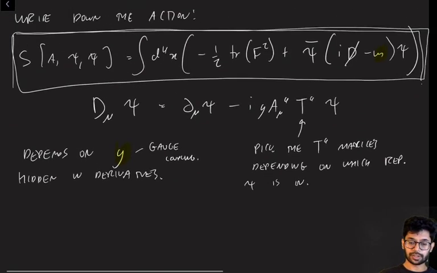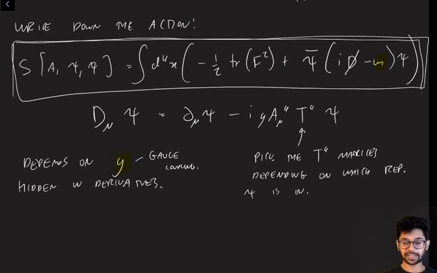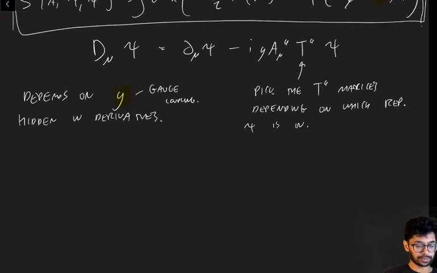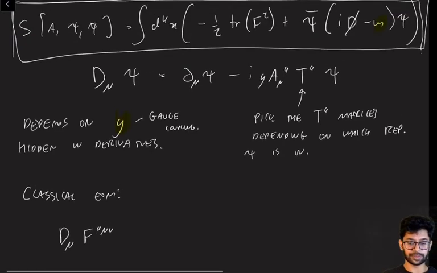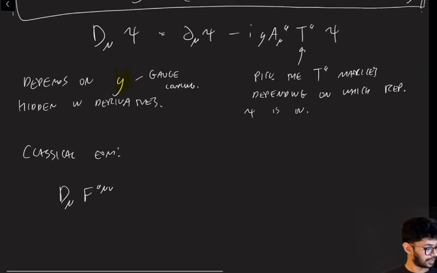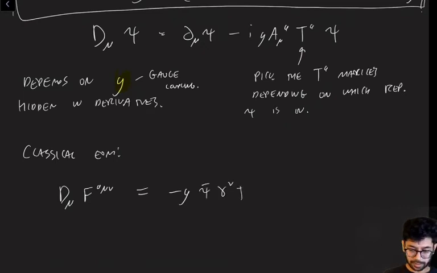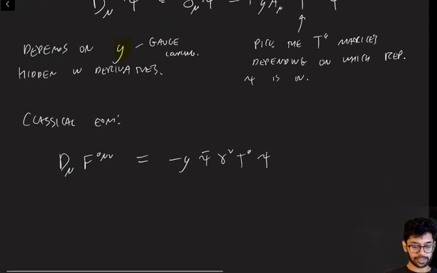So given this, you can now work out the classical equations of motion of this theory. Let me not go through details, but the classical equations of motion are, from varying the action, you get the bit from the kinetic term, which is just this, and this turns out to be equal to minus g times psi bar gamma nu Ta times psi. That's the gauge field equation of motion, and the fermion equation of motion is just this.